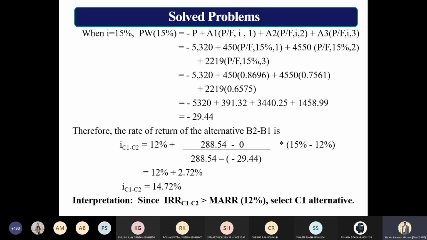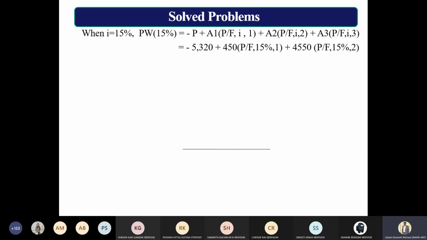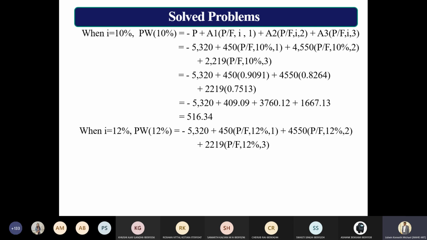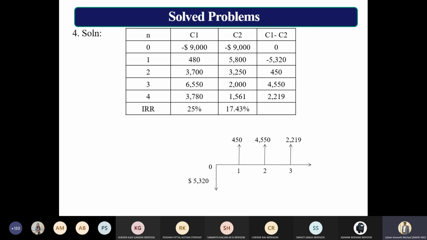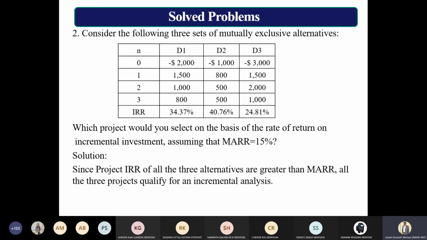Okay, we'll move on to one more numerical where, before I move to replacement, I would like to discuss this particular problem where the number of alternatives is more. So please make a note of this particular question. There are three alternatives given, right? MARR is given as 15%. All the three alternatives qualify. The IRR of alternative D2 is better than that of D1 and D3.